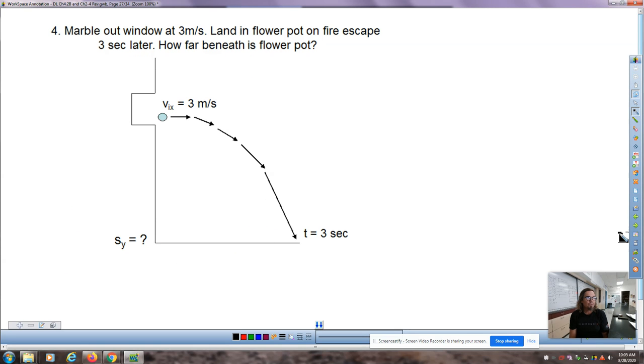A marble thrown out a window at 3 meters per second lands in a flower pot on a fire escape 3 seconds later. How far beneath was the flower pot? Honestly, telling us that it landed way out there on a fire escape doesn't even matter, because all we care about is that if you were to just drop the marble, it would hit the ground at the same time, right? And that's all they asked us: how far beneath is the flower pot?